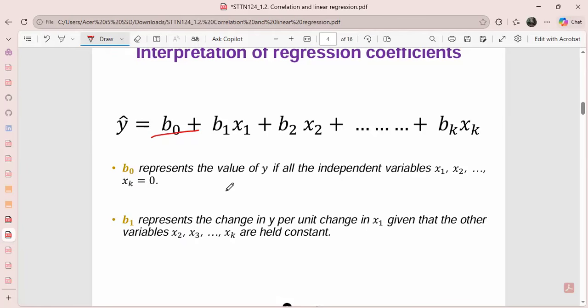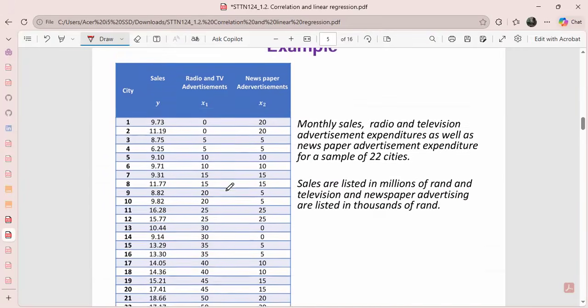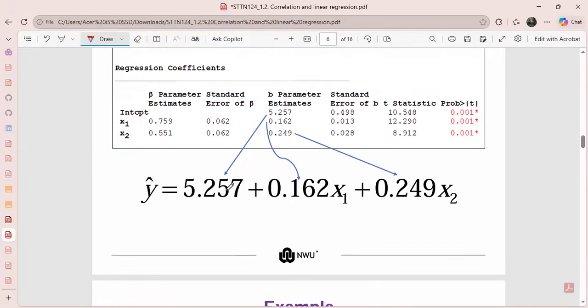And as for B1, it represents the change in Y, you can say per unit. But the most important thing with B1, you need to look at the output to check that value of B1: is it positive or negative? If it's negative, that means there will be a decrease in that value, or there will be an increase if it's positive, something like that. Then I'm going to show you guys an example.